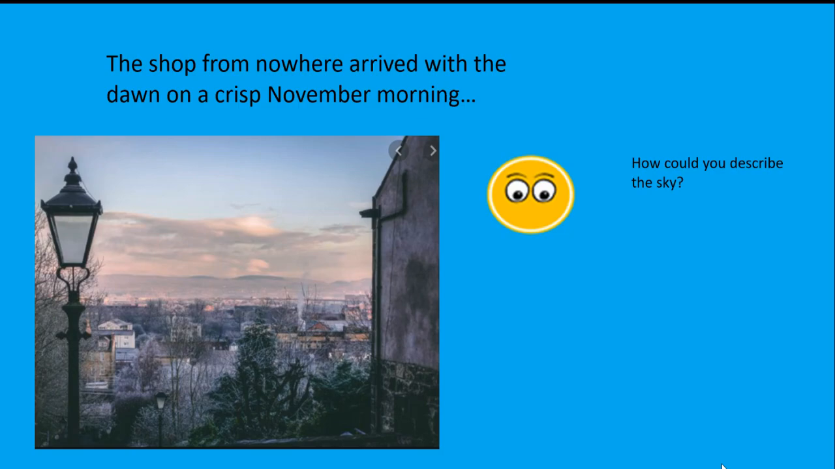So thinking about setting the scene, let's see if we can now gather some words to use in our prologue. So let's have a look at this scene here. How could you describe the sky? So think about the colours, think about what you can see. What vocabulary could you use to describe the sky on a crisp November morning?